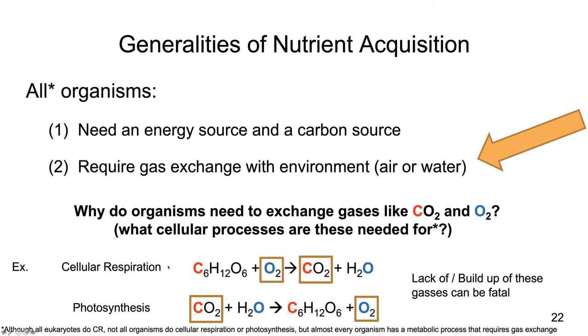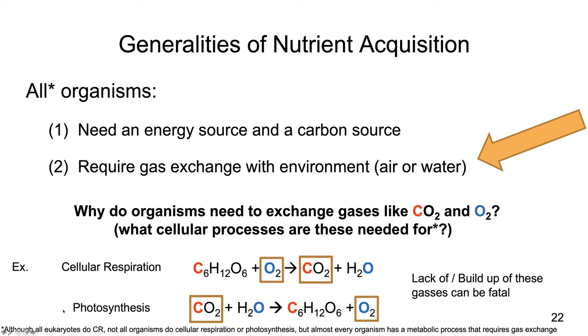So cellular respiration is a fundamental process that many organisms have to do. They need oxygen from the environment to do that, and they need to dump out the CO2 waste. And so any lack or buildup of these gases can be fatal for organisms. So these organisms that do cellular respiration, which is a lot of organisms, for example all eukaryotic organisms, need to be able to exchange these gases with the environment.